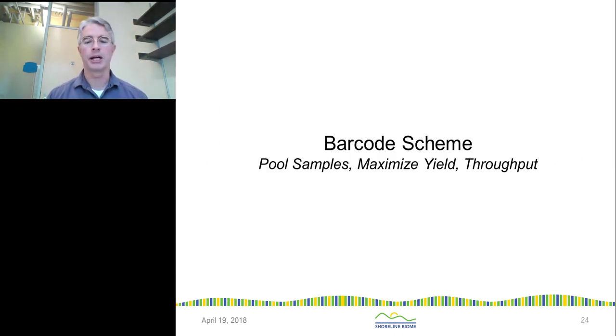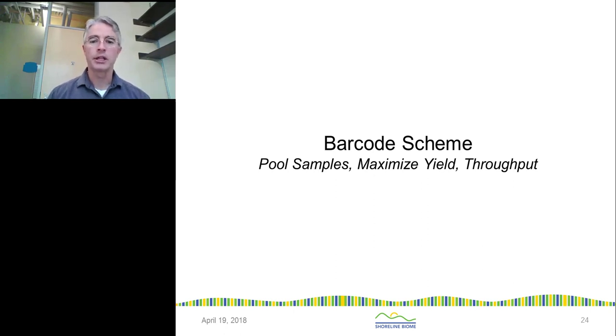So that's primer design. Now I want to talk a little bit about barcode scheme. What are the barcodes? Well, the barcodes are little DNA snippets that are attached to each sample so that we can sequence them all together. That makes things cost effective. But then later on, we can read those barcodes and then resort all of those reads into their original samples.